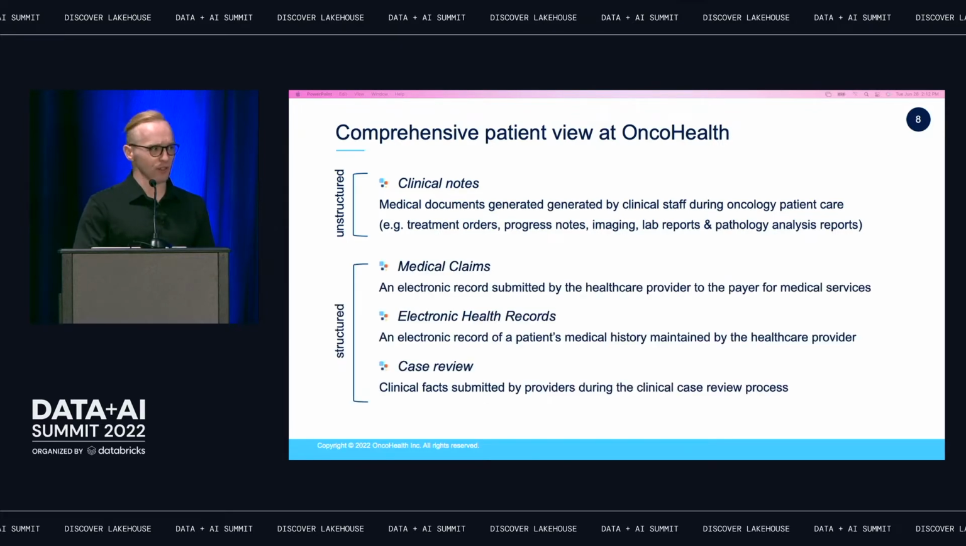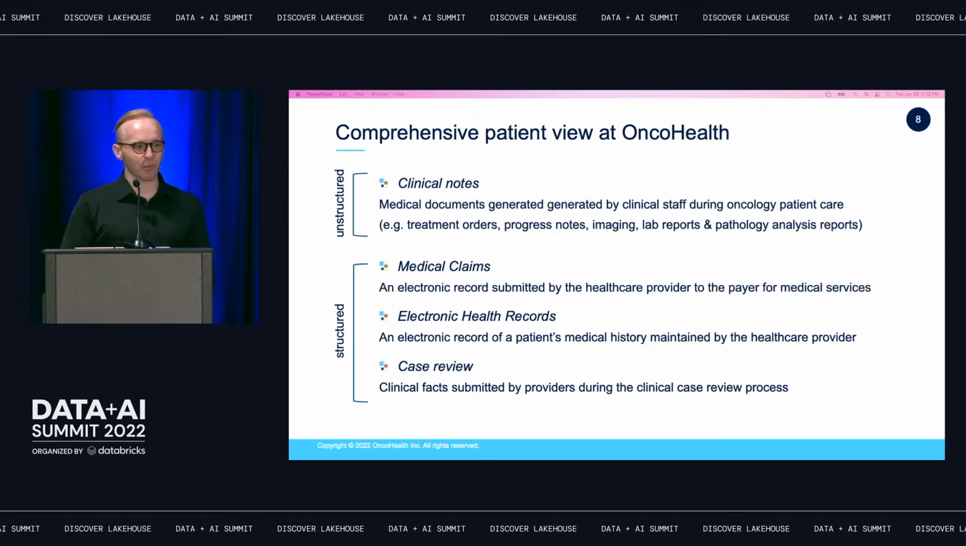In addition to this, in order to support these treatment considerations, our oncologists also receive medical claims, they receive electronic health records, and during case submission, we require providers to submit additional clinical facts that can assist in this process. And so together, the comprehensive patient view at OncoHealth includes unstructured clinical notes, a large volume of them per patient, as well as a variety of databases, as we mentioned here, from claims to electronic health records and case review.